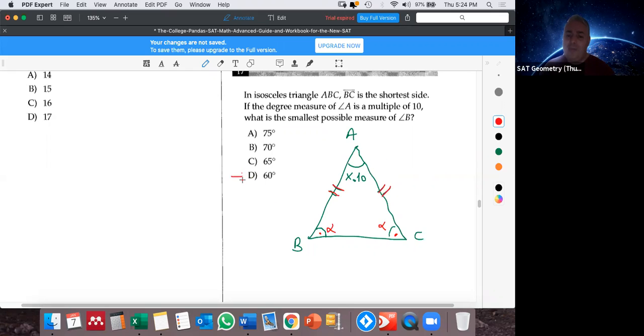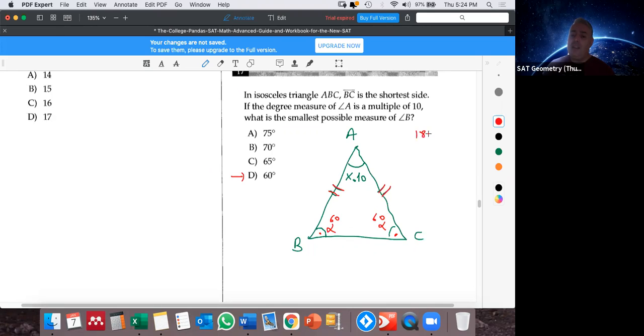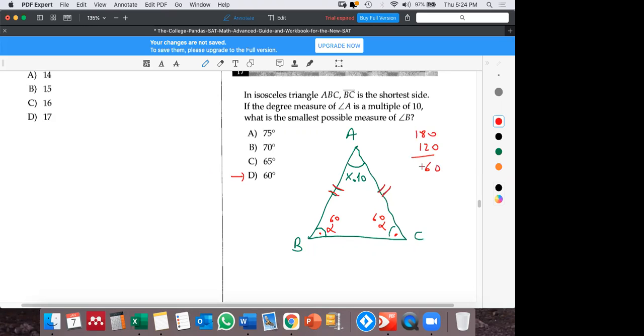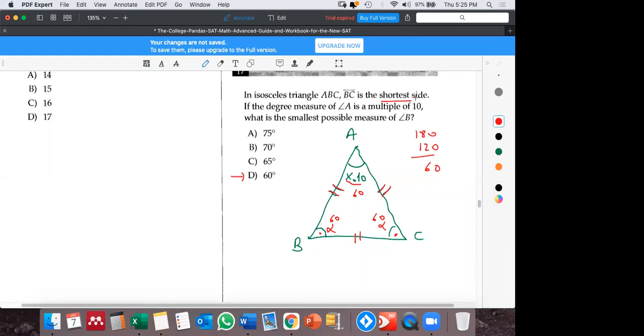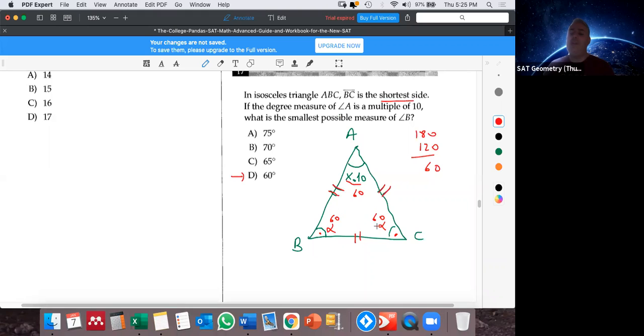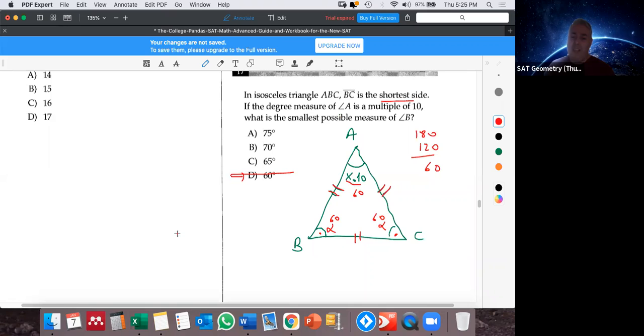Try 60. If B is 60, this is 60. 60 plus 60, tell me? 120. So 180 minus 120 is 60. If this is 60, yes, 60 is a multiple of 10. But in this case, they all will be equal to each other. But it says shortest side. There is no shortest side. All the sides are equal. So this cannot be. Am I right? Yes, sir.